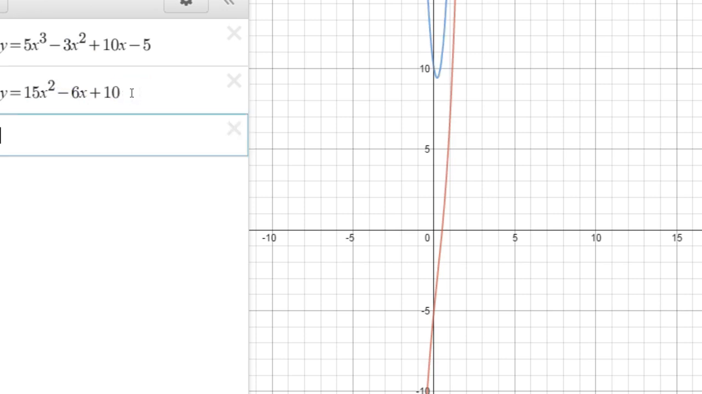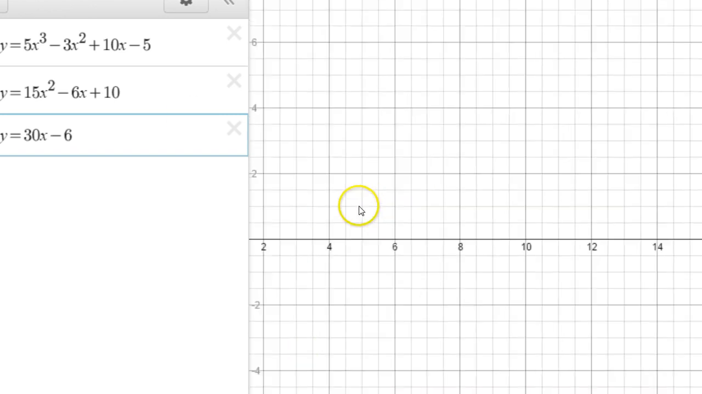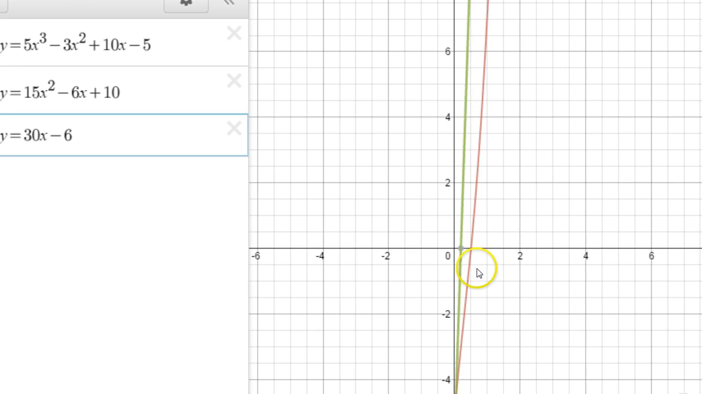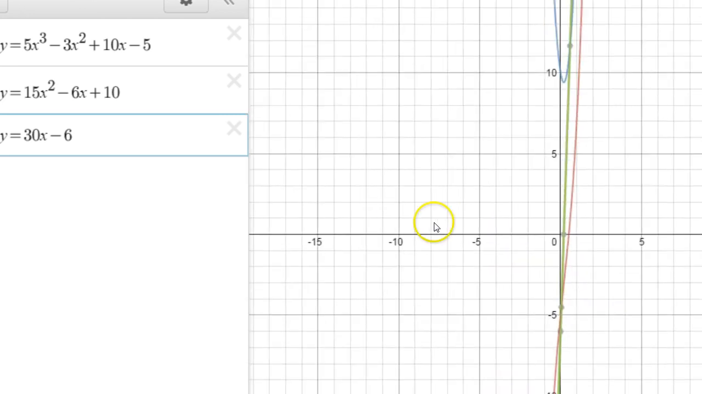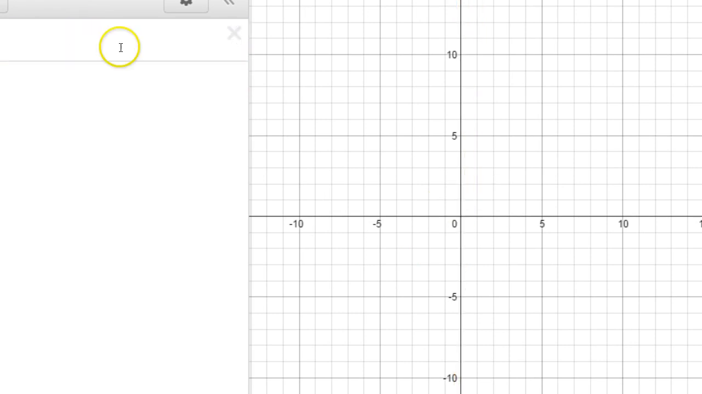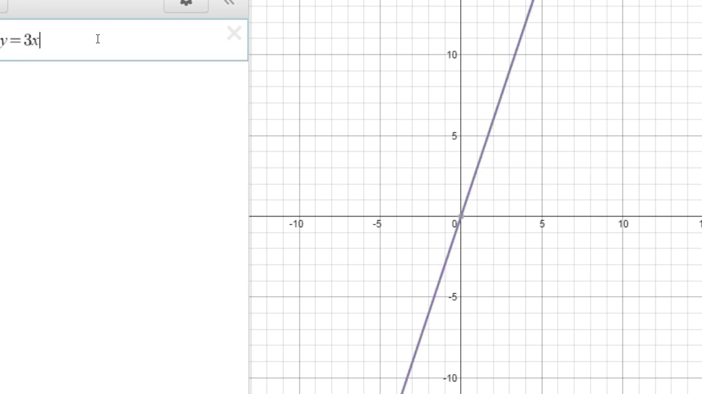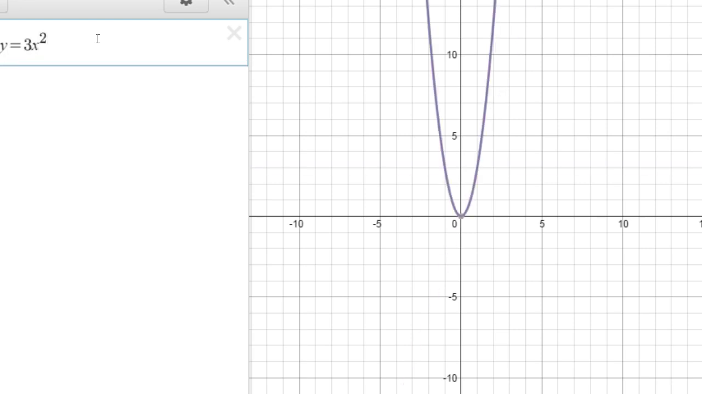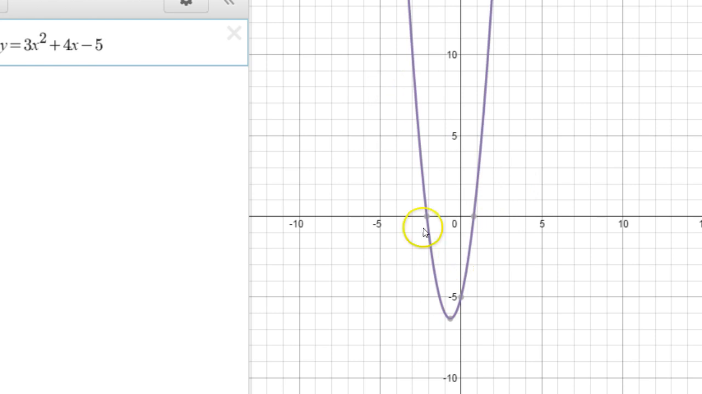Now if I do the second derivative, which is going to be y equals 30x minus 6, we just take a look at it. Now this is going to be kind of hard to see right here because it's really close together. Let's do a different function. You know what, I'm going to go ahead and do this. So y equals 3x squared plus 4x minus 5. If we go lower level, you'll understand this concept a little bit better. Here's our function. It just looks like this.